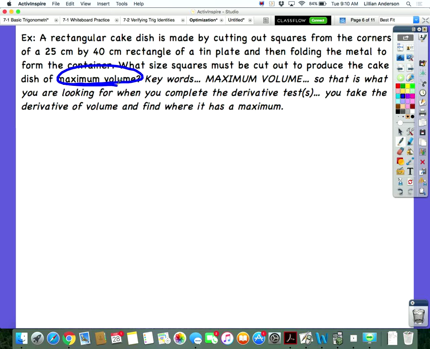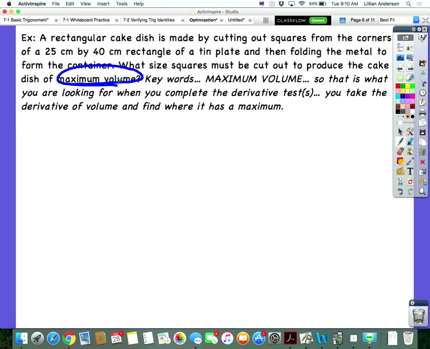Remember, optimization is finding the maximum or minimum of a function. Maximizing volume lets you know that you're going to be taking the derivative of the volume equation that you come up with. Okay? So I'm telling you, it always tells you what equation you're going to be creating. It's just a matter of creating that equation. Okay? So, step 1 says what?